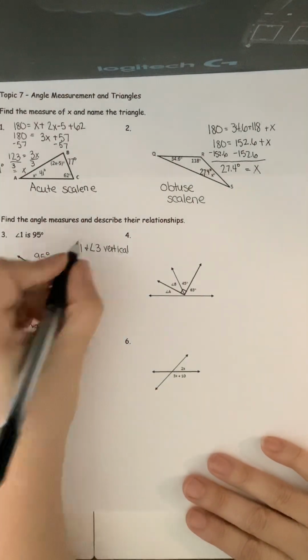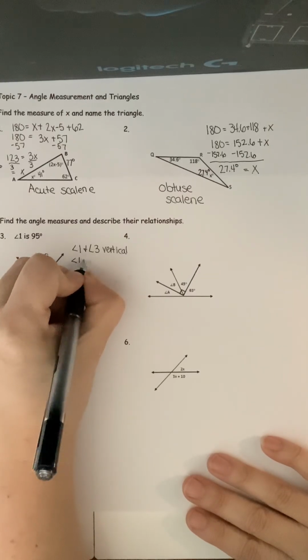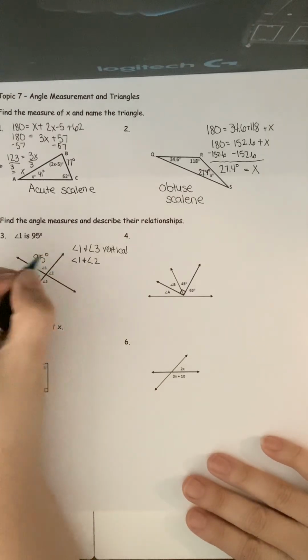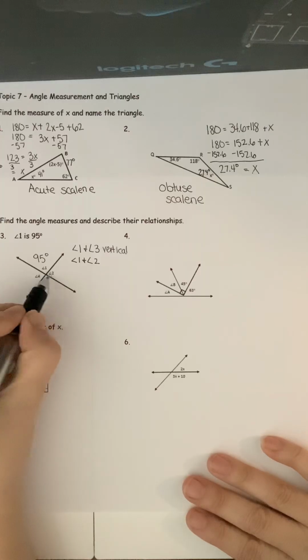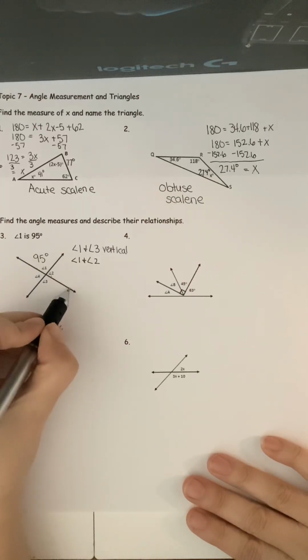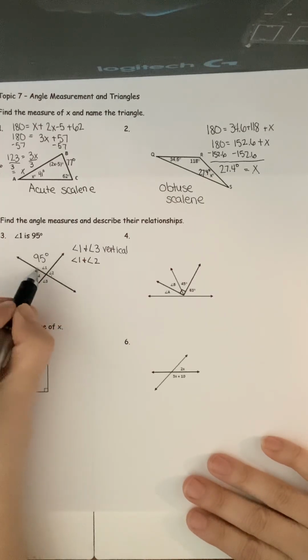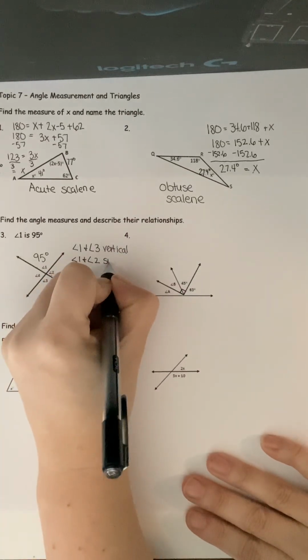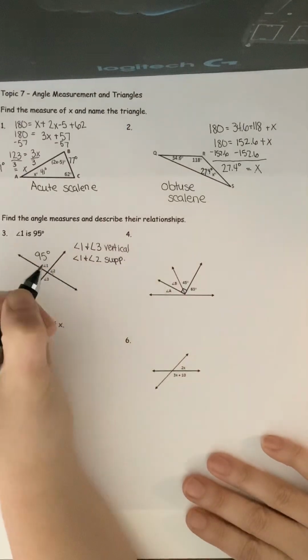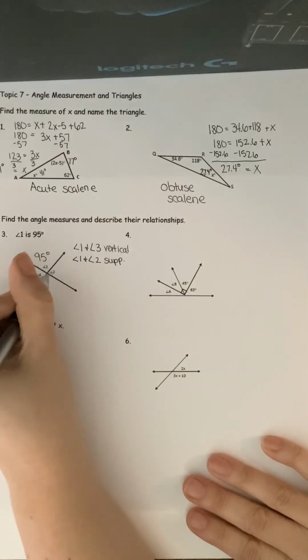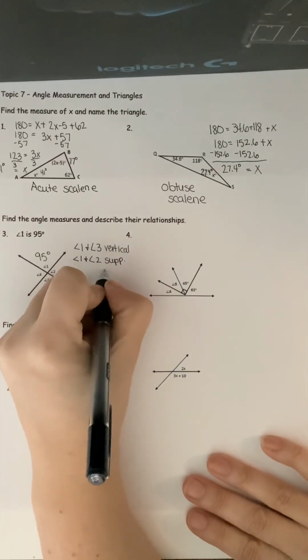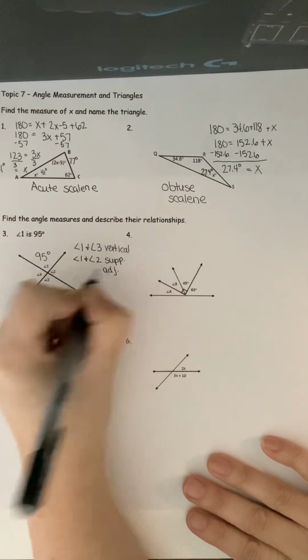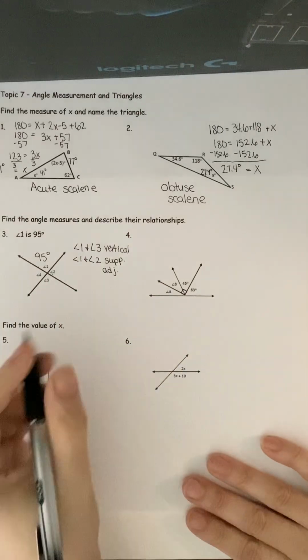Angle 1 and angle 2 are going to be supplementary. Why are they supplementary? They are on a line. They share this line right here, which means they are equal to 180. Supplementary, I'm just going to write sup. And they are also right next to each other. They're neighbors, so that means they are adjacent.